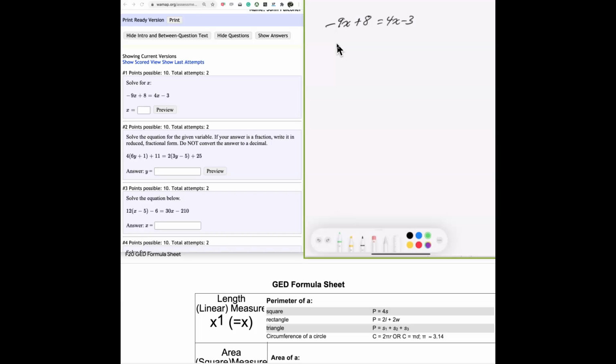To solve for x, we need to combine like terms, and we're going to use inverse operations. So the inverse of addition is subtraction, and the inverse of multiplication is division. And as long as you remember to use the inverse operation, you'll be good.